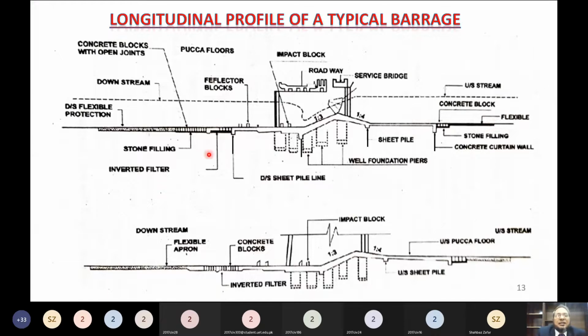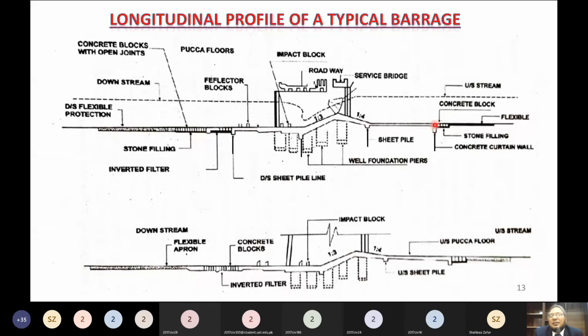Now what is on the downstream side? On the downstream side of the concrete floor, there is an inverted filter. And after the inverted filter, we have the downstream flexible apron. Flexible apron means the boulders or stones of large size, those are provided on the bed of the river. The main purpose is to prevent scouring of the bed.